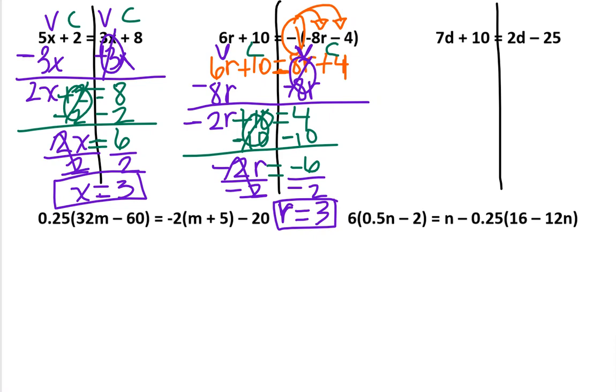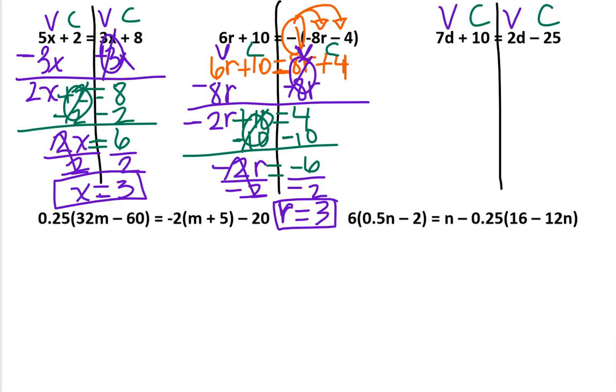First step was to draw my border. I did that. Next step is to distribute if there are parentheses, but I do not have parentheses, so I can move on to step 3, which is to combine like terms. So let me label my variables and my constants. And if you can see, there is nothing for me to combine. So I can move on to my new step for this video, which is step 4. Move my letters to the left and my numbers to the right.